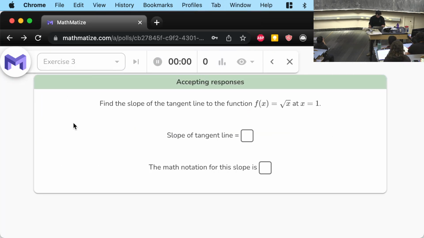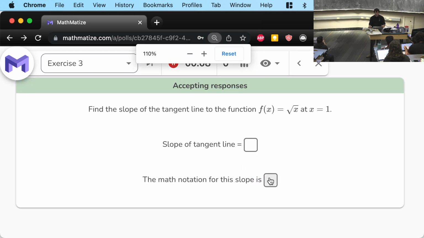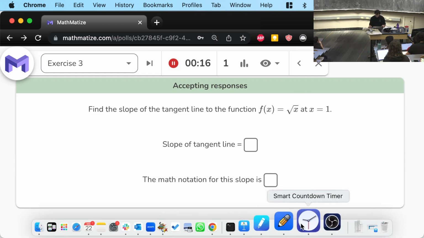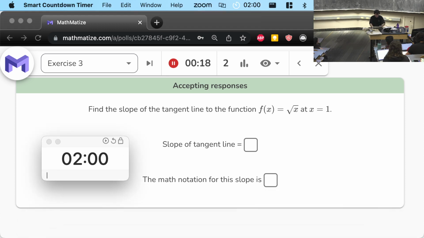So for the function square root of x at x equals 1, the slope of the tangent line is what? And what is this called? What is the math notation for this value? Those are the 2 questions, and they're exactly those squares in the table that I said. So take 2 minutes to try to do this, and I will then reveal the answer. It should involve doing a limit.